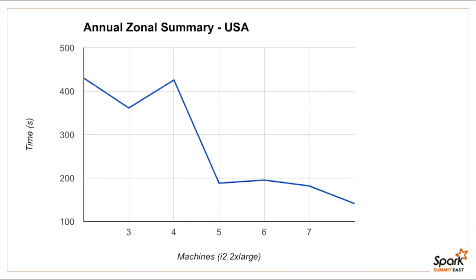So what is that? That's about 150 seconds to do this calculation for all of the US at monthly interval for 100 years. That's pretty good. And I'm going to hand over to Rob to talk about these benchmarks some more.